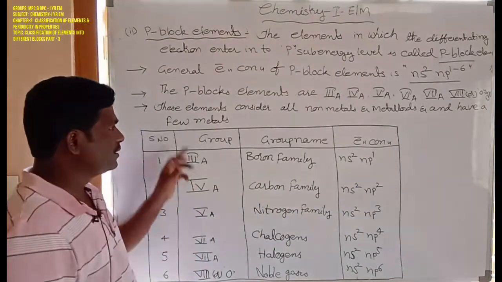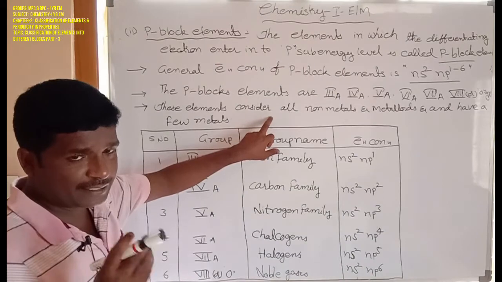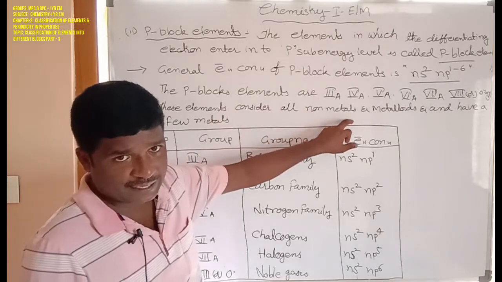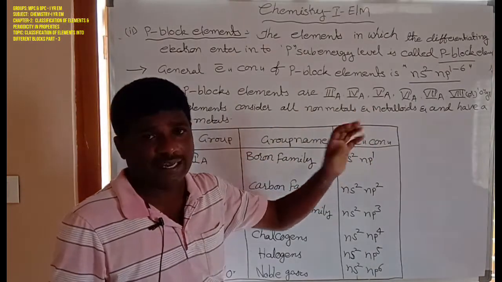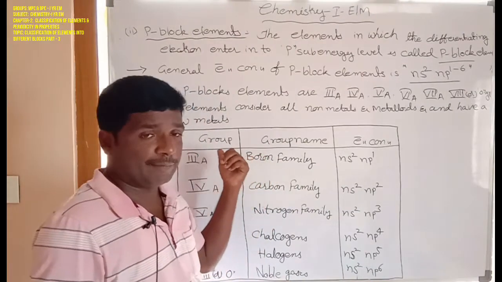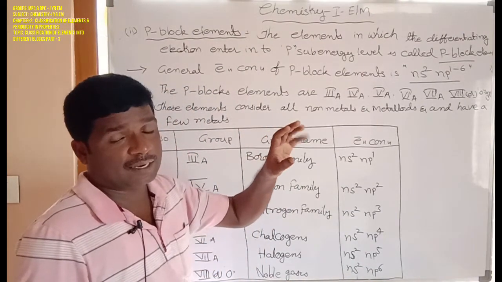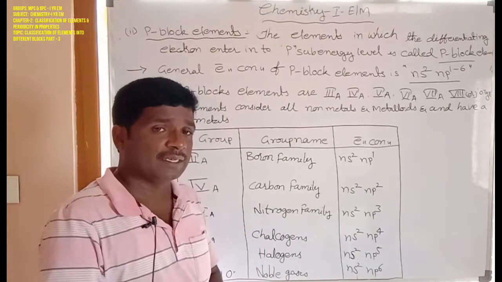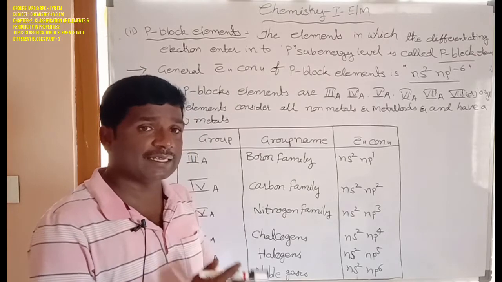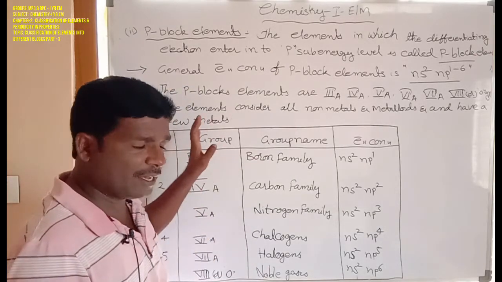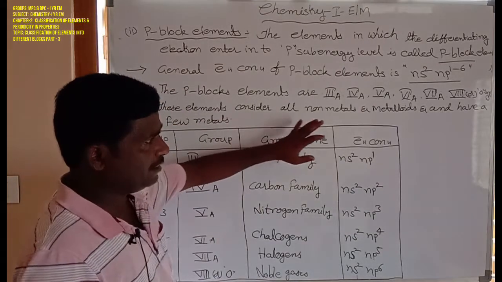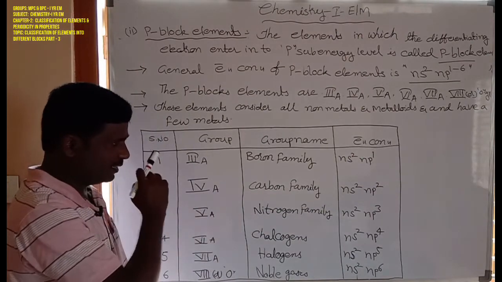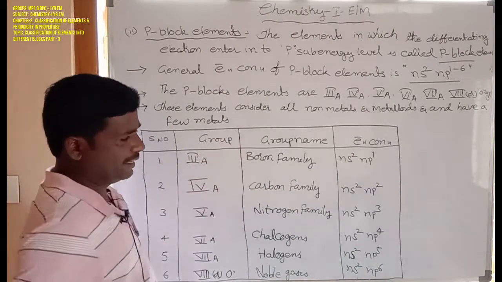Another point: the p block elements consist of some metals, some non-metals and metalloids, with a few metals. So metals, metalloids and non-metals make up the p block elements. In p block elements, from top to bottom, non-metallic nature decreases and metallic nature increases. So some of the p block elements exist as non-metals and metalloids, and a few are metals. Next, here are the group name and electron configuration.